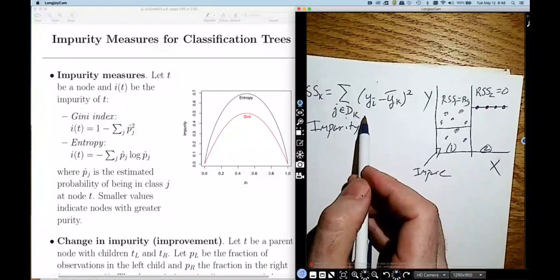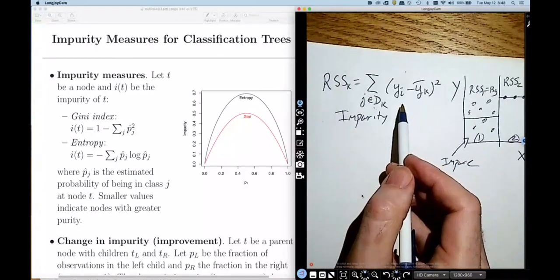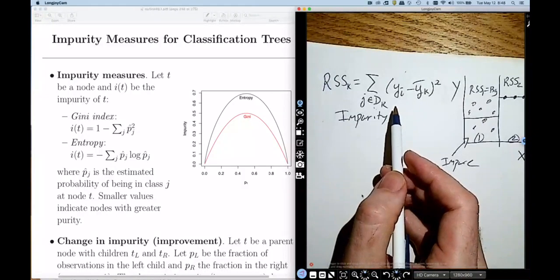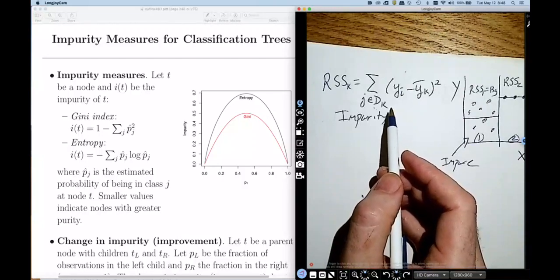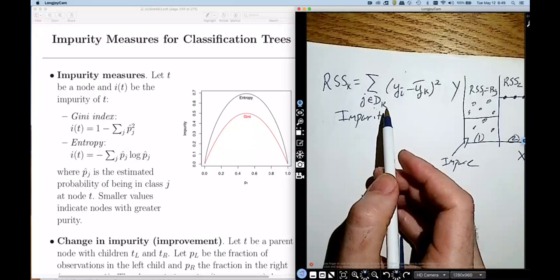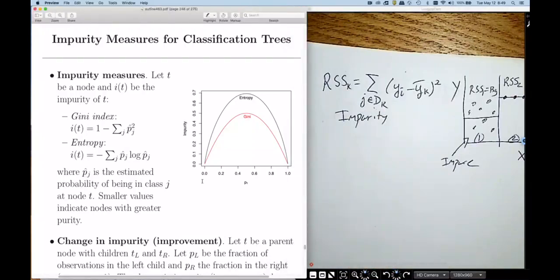Well, we can't use the residual sum of squares in the case of a classification model. Let's say I have 3 brands: Coke, Pepsi, and RC, and I want to predict your brand choice. How do I compute the sum of squares of Coke, Pepsi, or RC? It doesn't work. So I need some other way of capturing the impurity of my node.